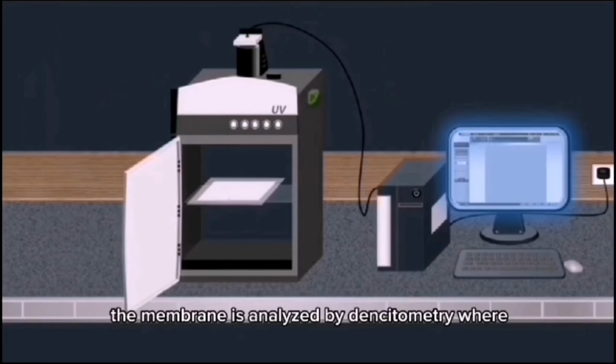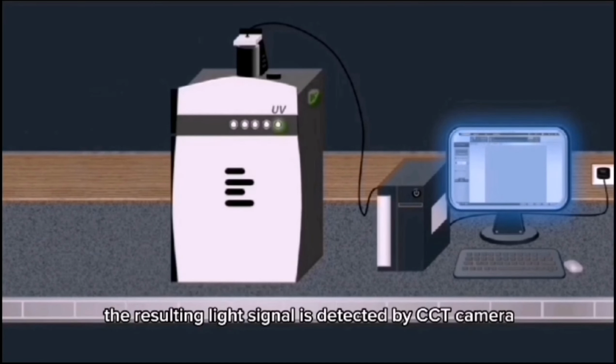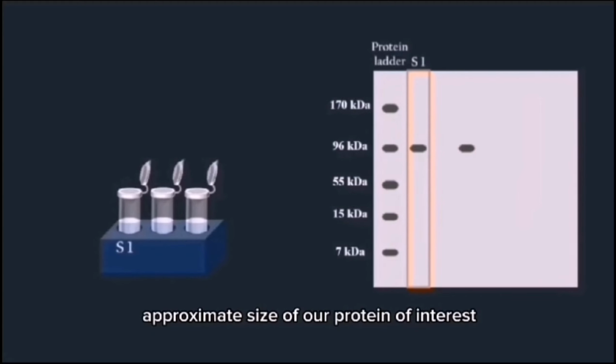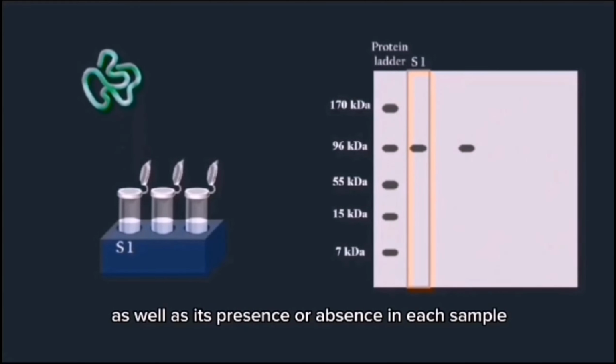The membrane is analyzed by densitometry, where the resulting light signal is detected by a CCD camera, which captures a digital image of the Western blot. According to the obtained bands, we can determine the approximate size of our protein of interest as well as its presence or absence in each sample.